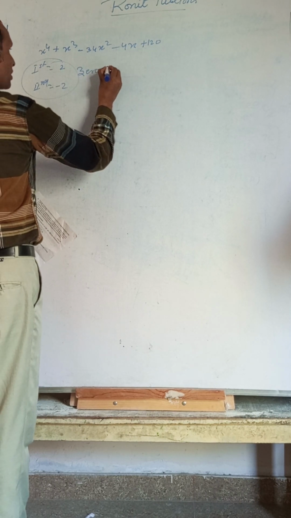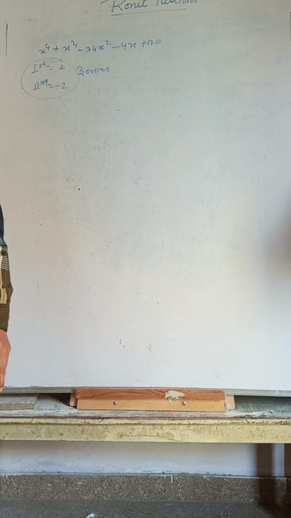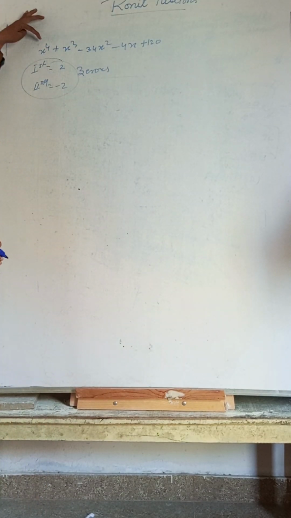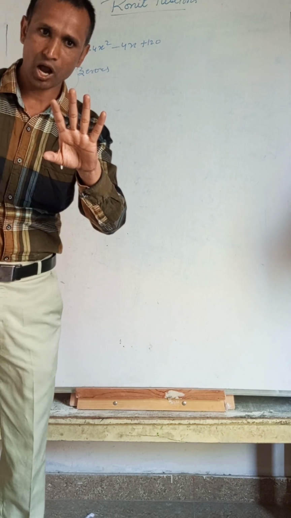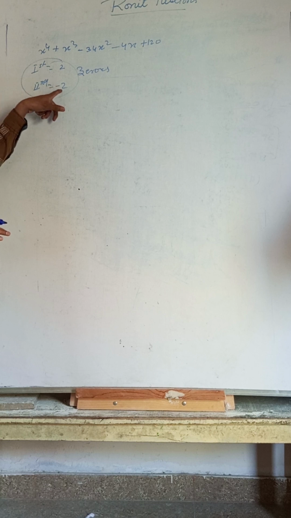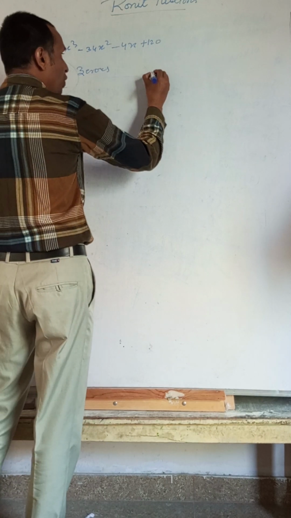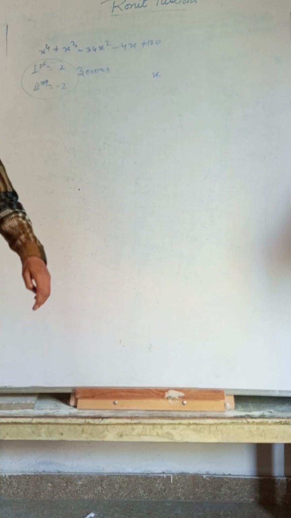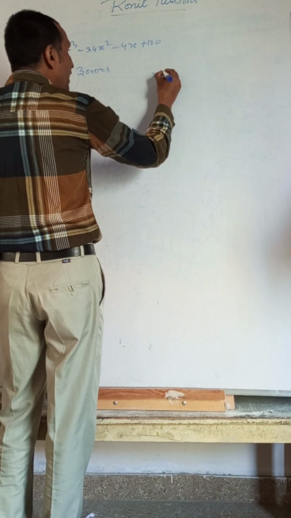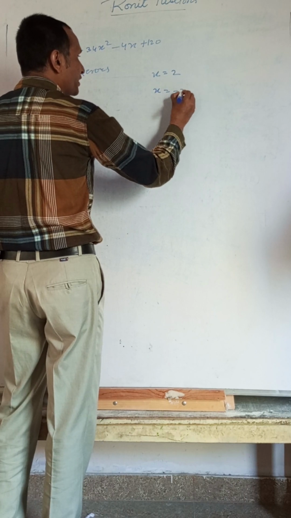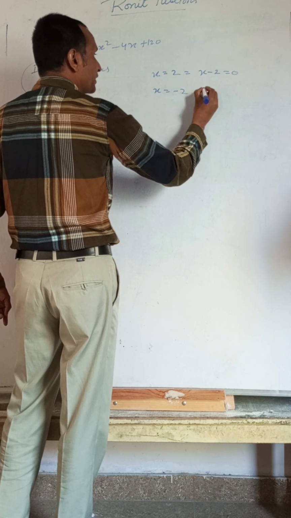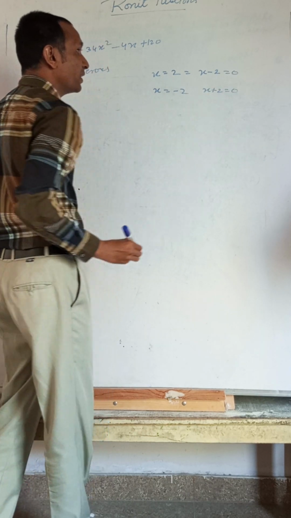First, we come to know how many zeros there are. The highest power of the given polynomial is 4, so there will be 4 zeros. Two zeros are given, 2 and minus 2. Zero means the value of x, or y, whatever variable is given. So x is equal to 2 and x is equal to minus 2. We can write x minus 2 is equal to 0 and x plus 2 is equal to 0.